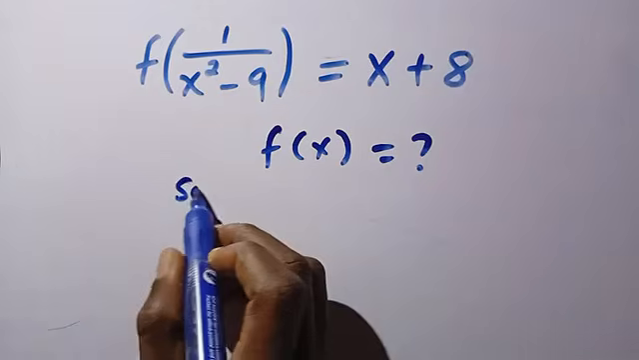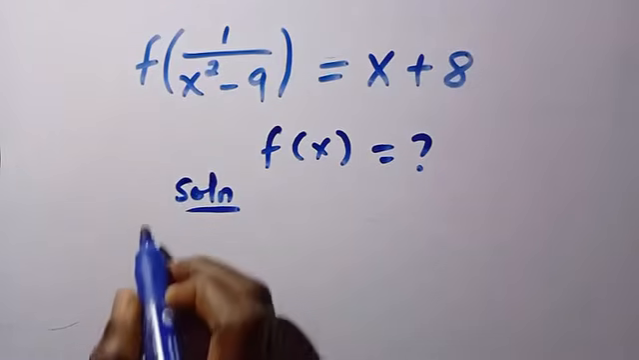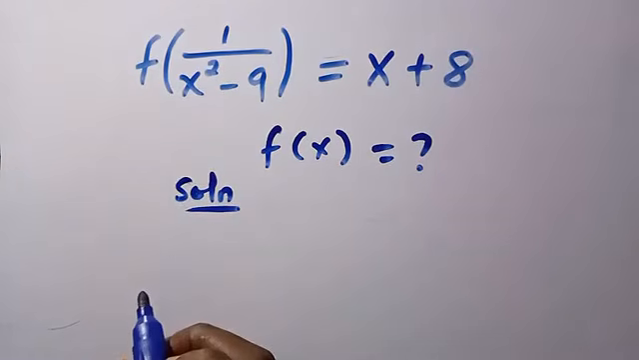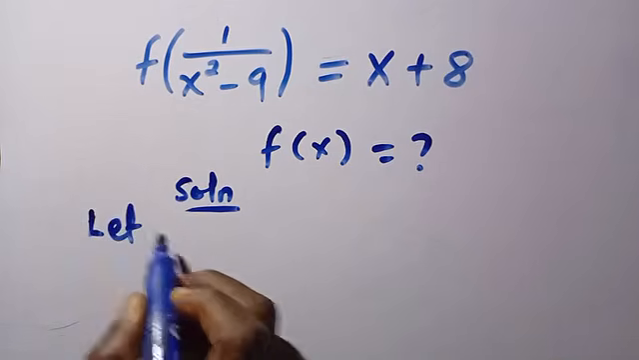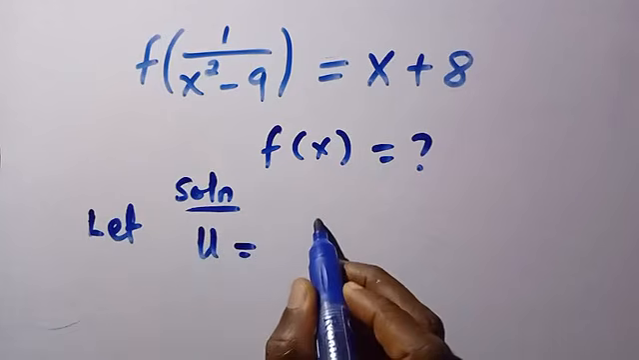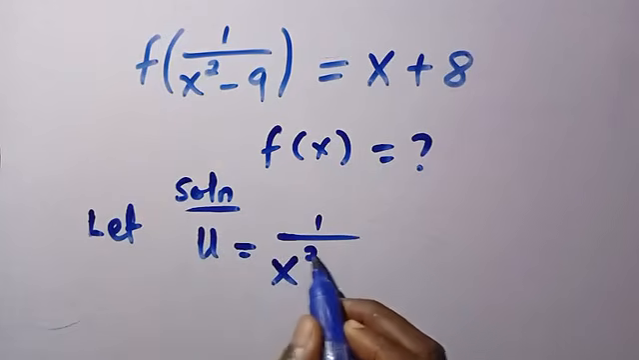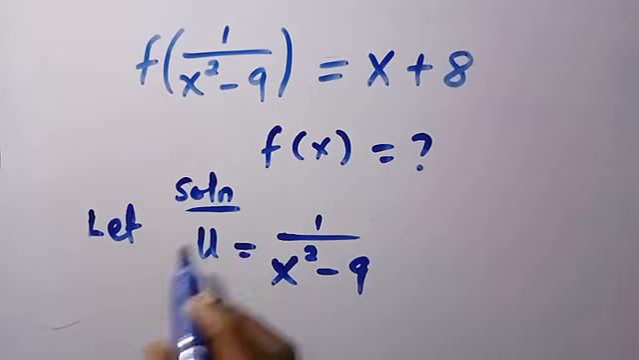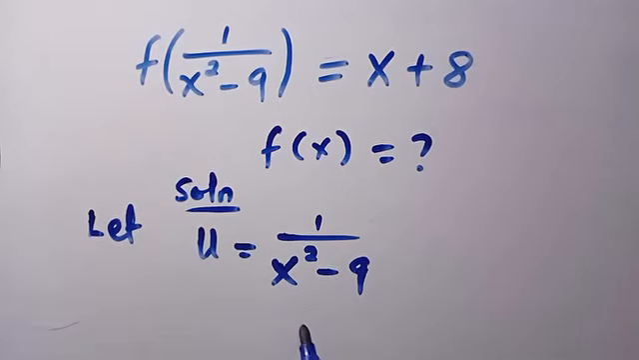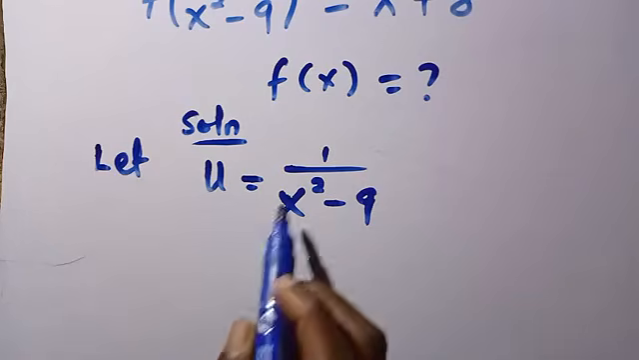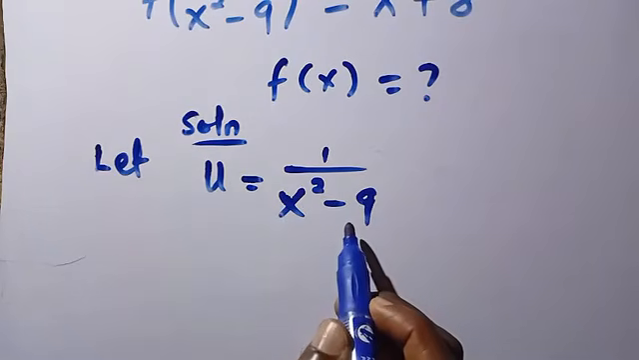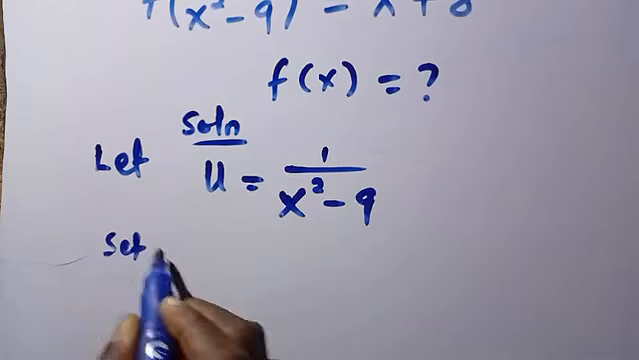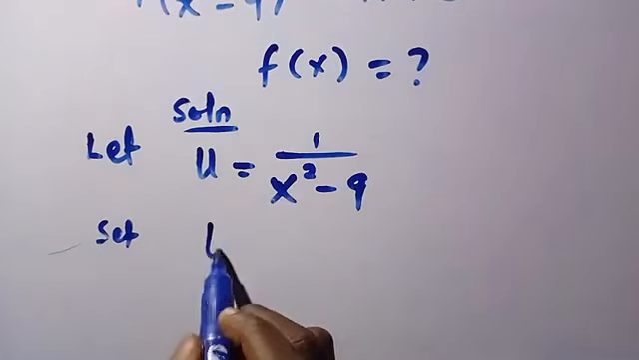So to solve this, let's consider the solution from here. We are given f of 1 over x squared minus 9. Suppose I let u equals 1 divided by x squared minus 9. So for that, it becomes f of u equals x plus 8. And I want to define the domain first. To obtain the domain of this, we have 1 divided by x squared minus 9. Suppose I set x squared minus 9 to be t.